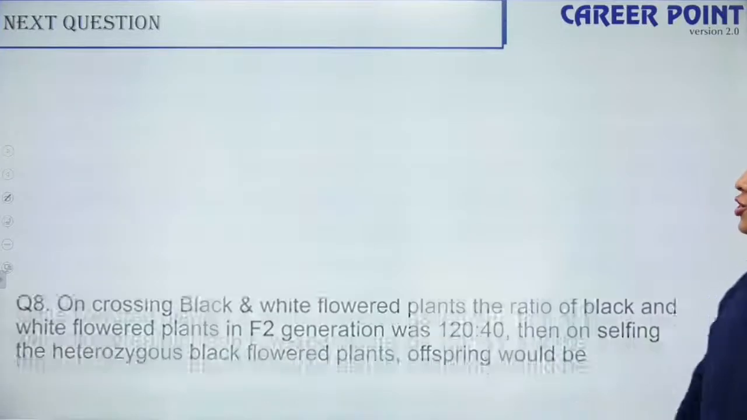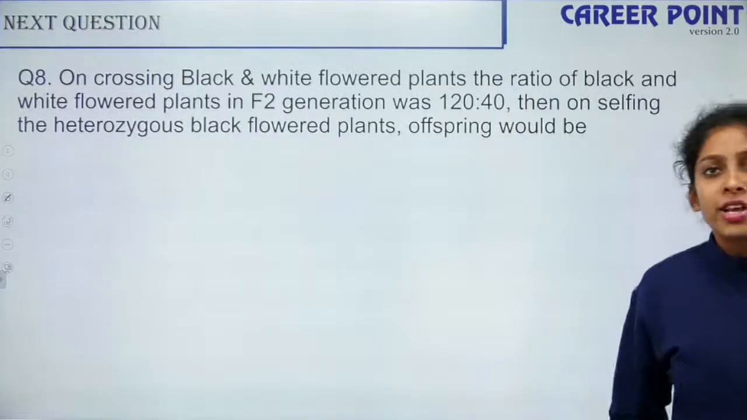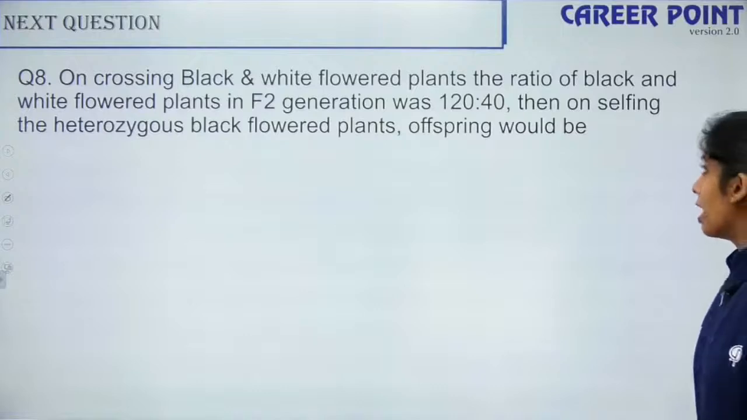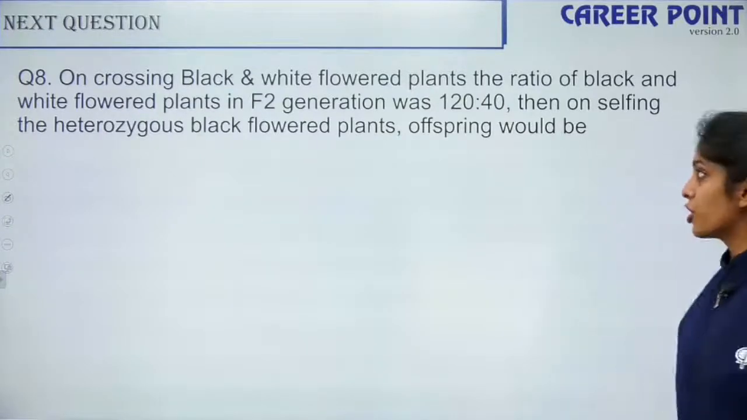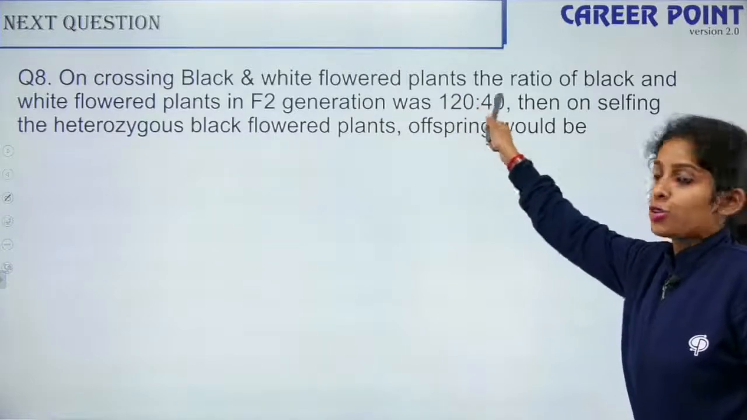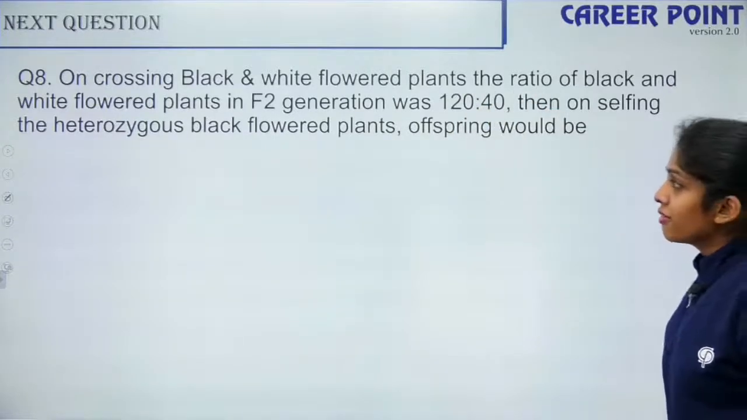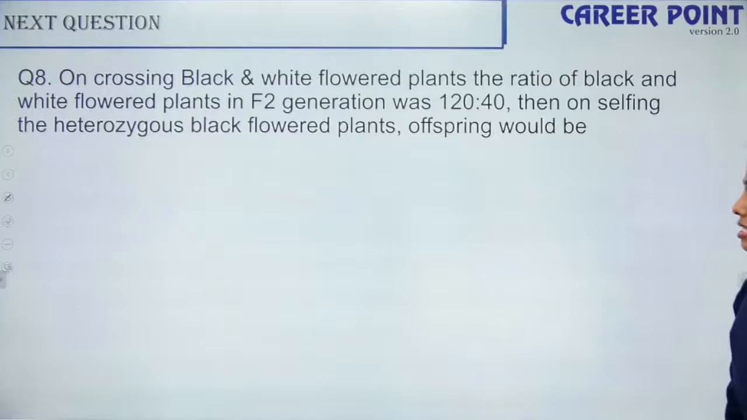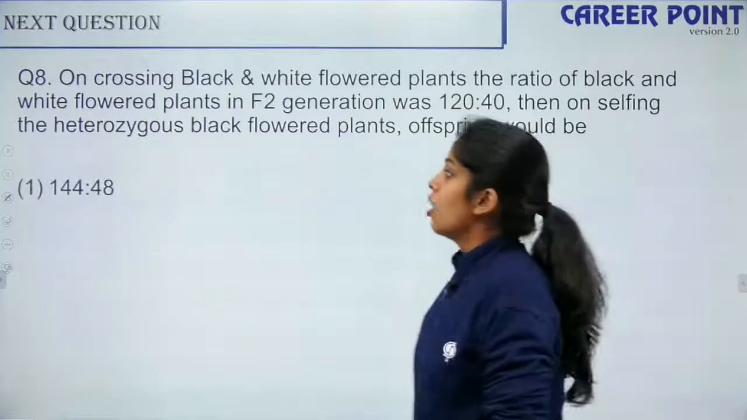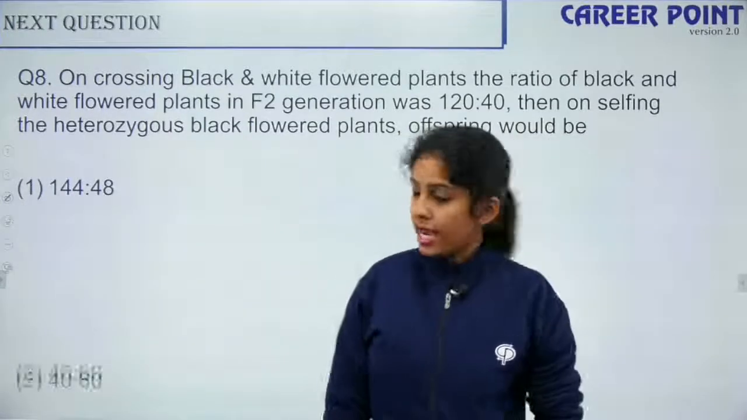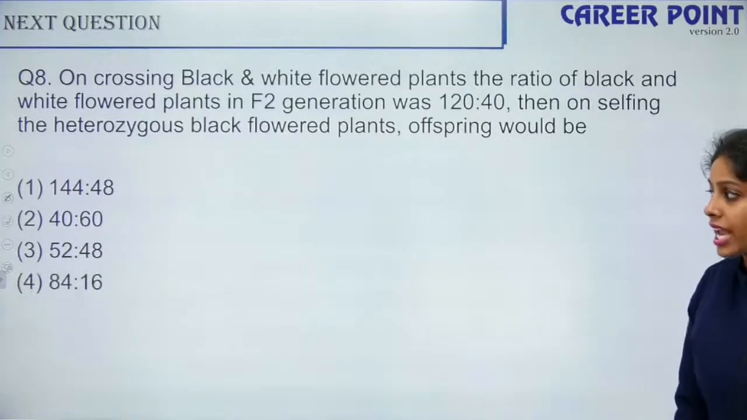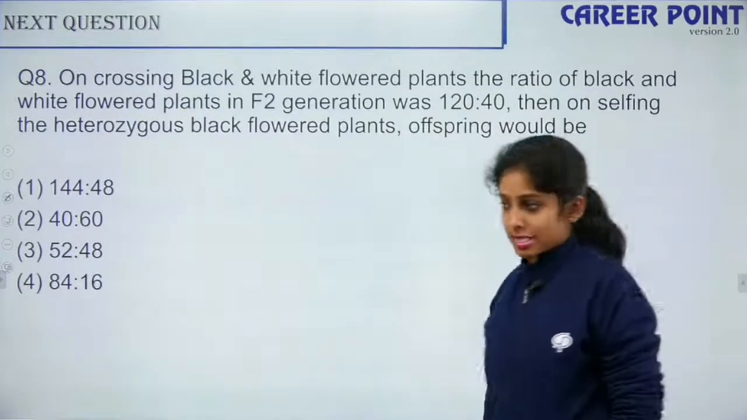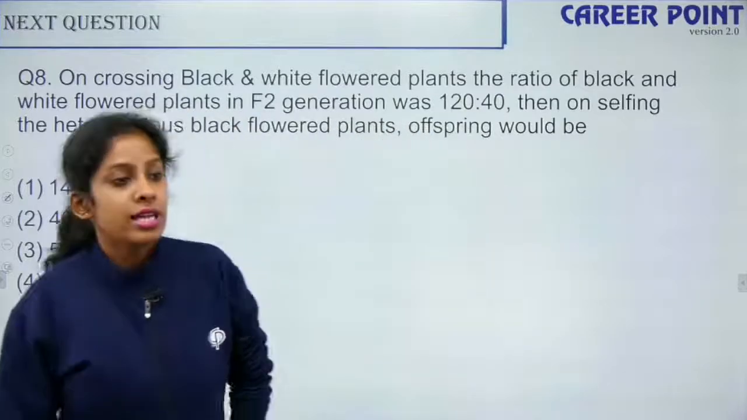So here we go to question 8. On crossing of black and white flowered plants, the ratio of black and white flowered plants in the F2 generation is 120:40. Then on selfing the heterozygous black flowers, the offsprings would be 144:48, or 40:60, or 52:48, or 84:16.